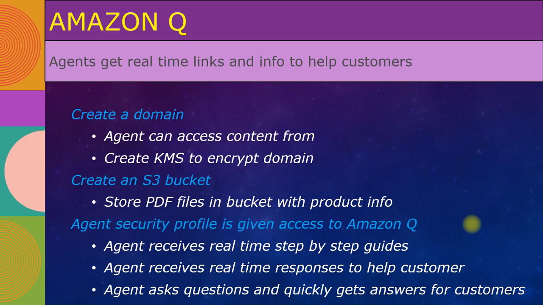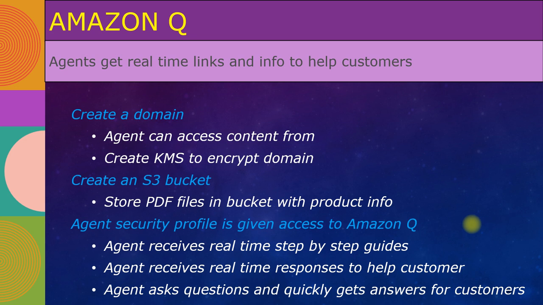Okay, so let's go through these one by one just to review what we have here. So Amazon Q, the agent gets real-time links and information to help customers. Okay, so what you do is you go into Amazon Connect, you go to the Amazon Q section, you create a domain that the agents can access content from, and it'll ask you to create KMS keys to encrypt information. And basically, what you do is you create an S3 bucket. You store PDF files or text files in the bucket for particular product information or categorized information, I'm going to say.